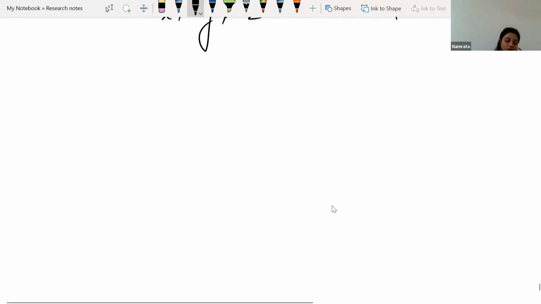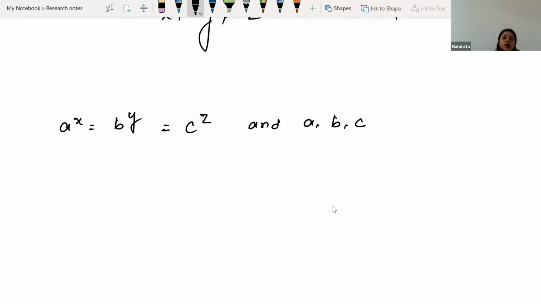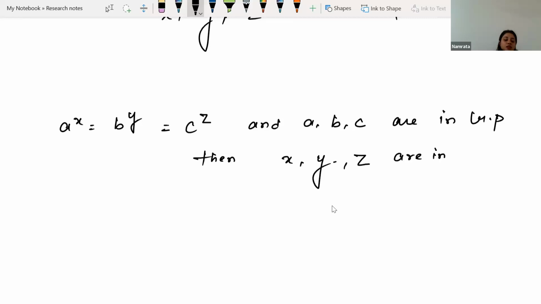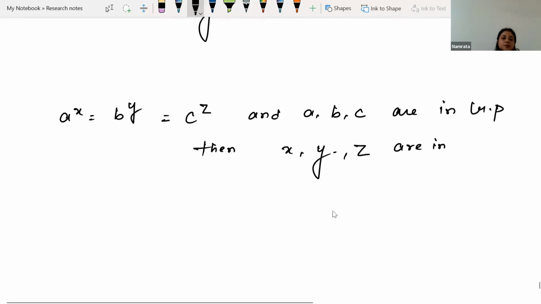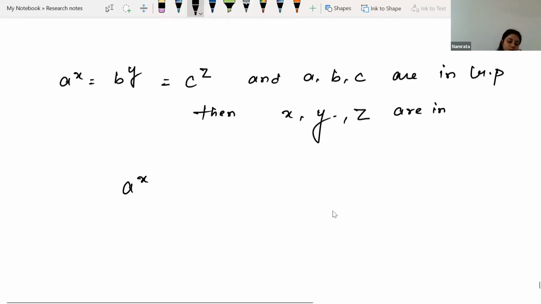Similarly, if we are having a to the power x is equals to b to the power y is equals to c to the power z, and a, b, c are in GP, then x, y, z are in what? Let's do this. So we can say, let's say a to the power x, b to the power y, and c to the power z is equals to k.